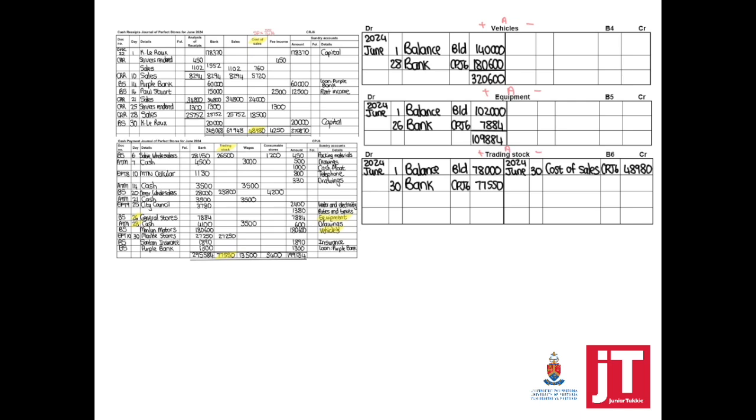But with trading stock, we need to balance this. And to balance this, we need to take the debit side and total it. It means the credit side must be equal to the debit side, and then the difference is my balance carried down, means balance brought down.